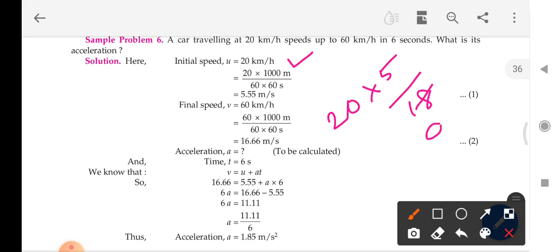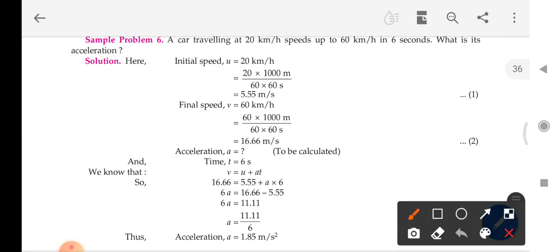So 9 2s are 18 and 10 2s are 20. So 10 into 5, 50. 50 by 9. When we divide 50 by 9, you get 5.55 meter per second. And here v equal to 60 km per hour. The kilometer is taken as 1000 meter and hour equal to 3600 second, or 60 into 60 second. When we divide, we get 16.66 meter per second.